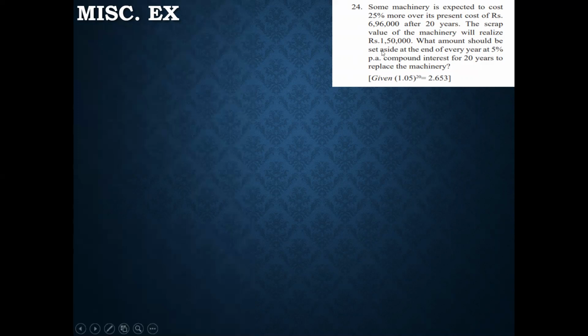What amount should be set aside at the end of every year at 5% compound interest for 20 years to replace the machinery? So what amount should be kept aside? They are asking you at the end. End means immediate annuity and kept aside represents the letter C. So here goes the solution.